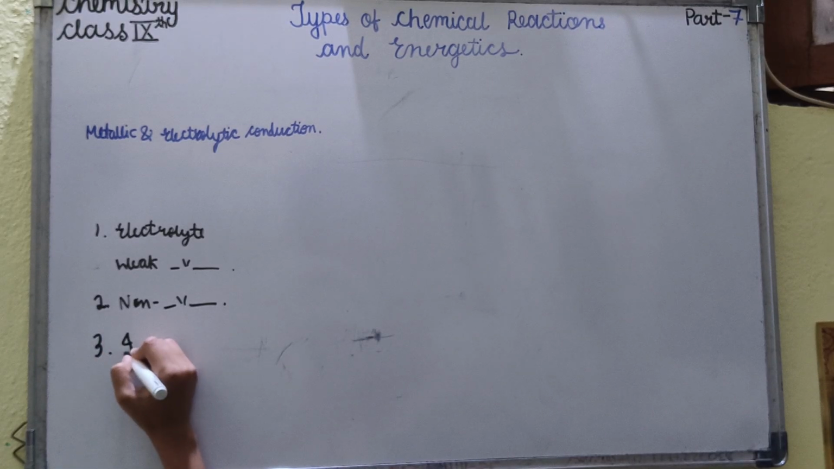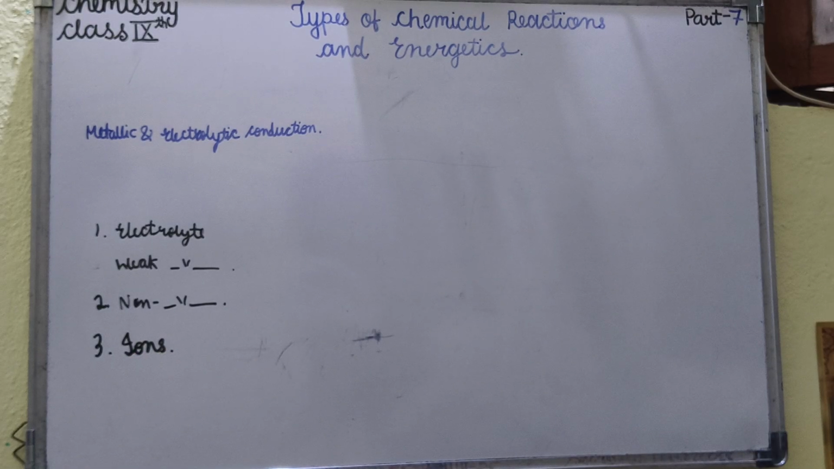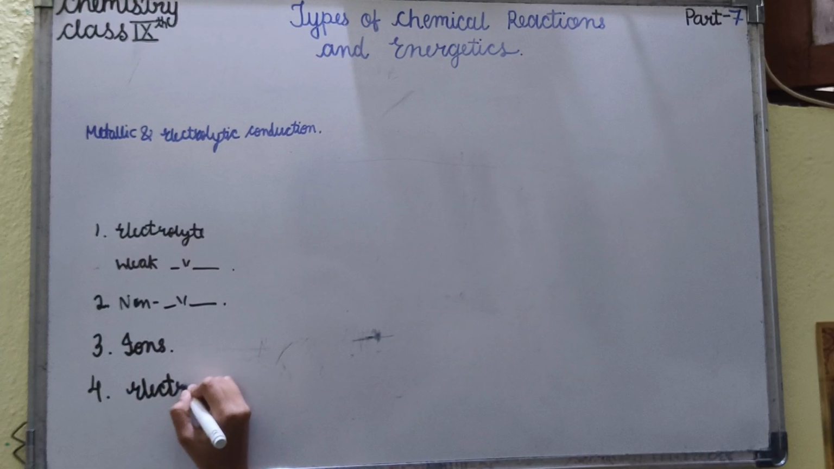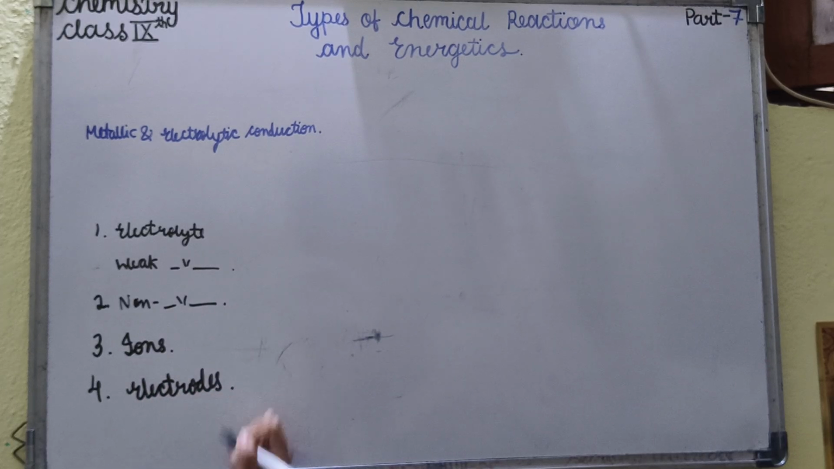Third is ions. Electrically charged atoms or group of atoms are called ions. Fourth is electrodes. The poles or plates made up of metal or graphite through which electric current enters or leaves are called electrodes.